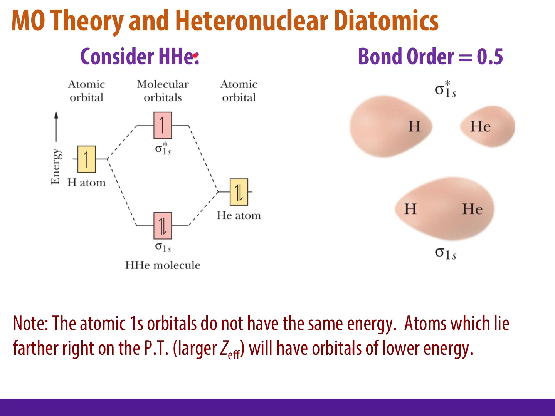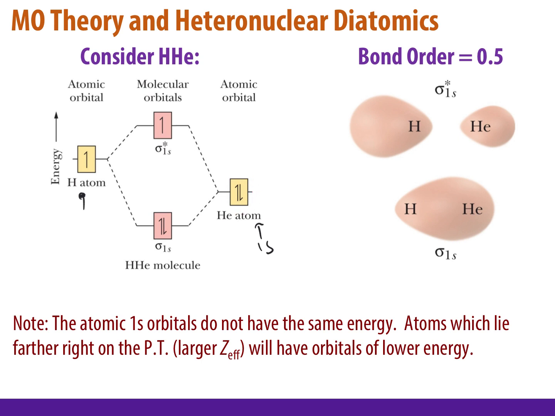So for HHe, if we look at that heteronuclear molecule, the hydrogen 1s is higher in energy than the helium 1s. We can think about this in terms of maybe the ionization energy. This electron here in helium is more stable because it has that larger Z effective as we go from hydrogen over to helium, so it's going to be harder to pull this electron away. So it starts lower in energy.